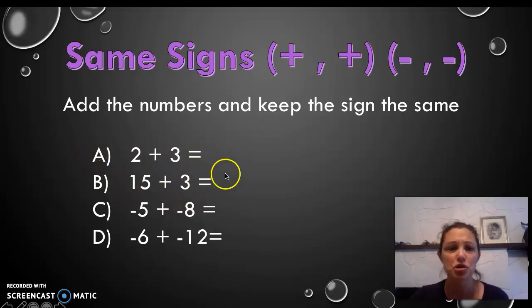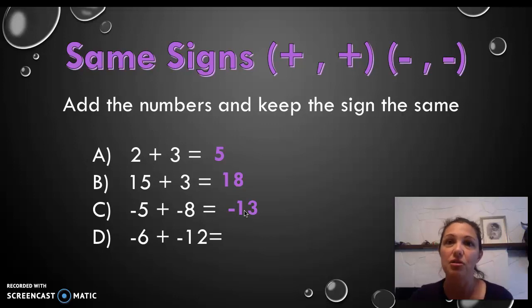So we got a couple super easy ones here. 2 plus 3 is, of course, 5, right? You already knew that. 15 plus 3, you know this one too, 18. Now here we see two negative numbers, -5 plus -18. We're starting with a negative value and we're making it more negative. Well, I know that 5 plus 8 is 13. So -5 plus -8 is -13.